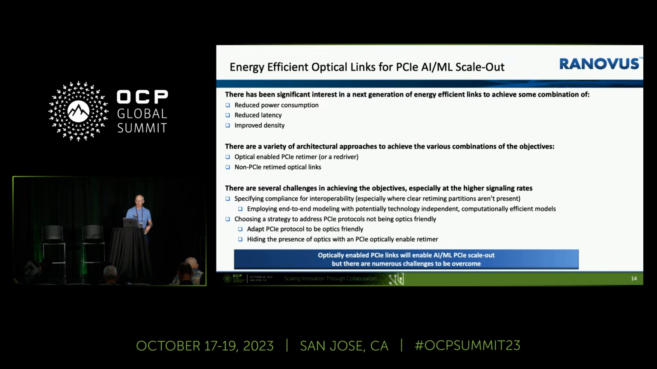So as we saw, there's a variety of architectural approaches to achieve these objectives. One of them could be an optical-enabled PCIe retimer or redriver. Another is to use non-PCIe-retimed optical links. Each has its pros and cons. And there are several challenges with achieving these objectives that need to be worked on. One is how we're going to specify compliance, especially when there aren't retimers in the link. And then also choosing a strategy to address the PCIe protocol, which is really not completely optics friendly. How can we adapt that, or could we hide it with a PCIe optical-enabled retimer?